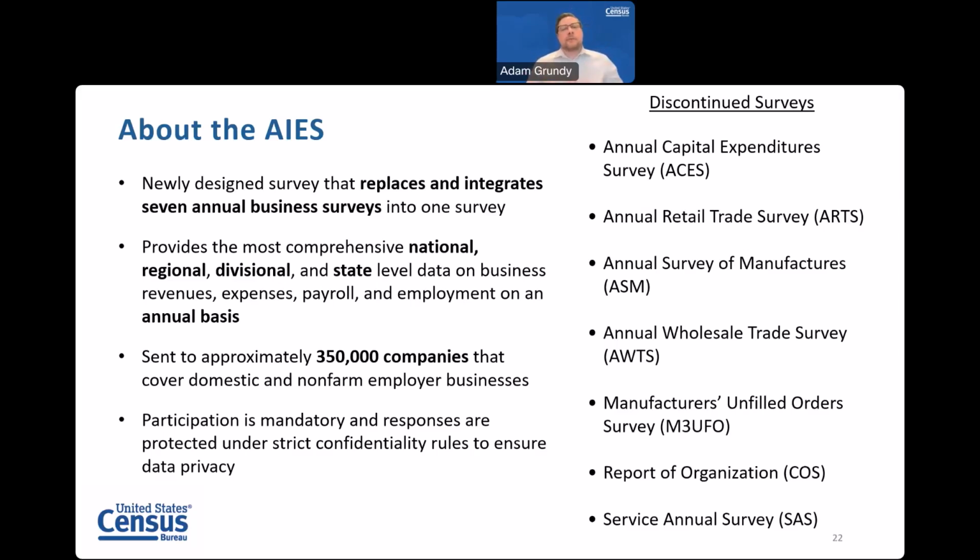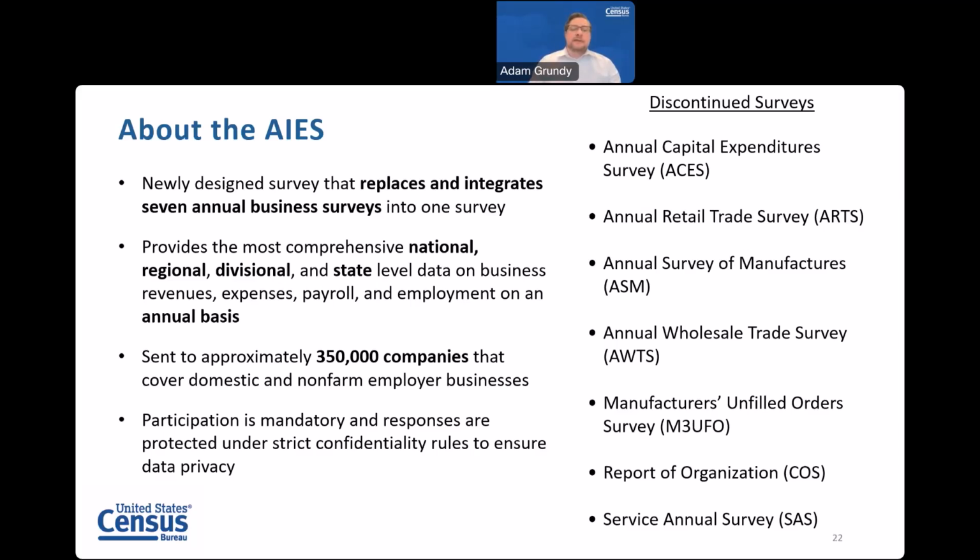So what we did was we wanted to come up with a comprehensive national survey that goes into U.S. businesses with employers, and it looks at data at the national, regional, divisional, and state level on business revenues. That is another key part of what makes the AIES so powerful, because we were missing a lot of the revenue components for certain sectors of the economy on an annual basis, whereas before we'd only see it in the economic census and a couple other related surveys. But it does have revenue data on an annual basis now from now on, along with expenses, payroll, and employment, like I mentioned before.